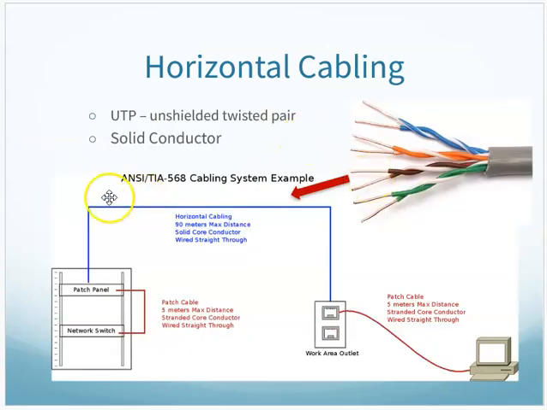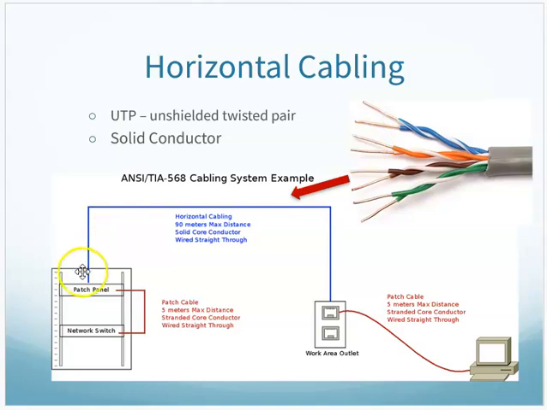Your horizontal cabling, again unshielded twisted pair, is typically going to be solid core conductor. The solid core conductor has better transmission characteristics, if you will. It has less resistance, so it's able to carry a signal with less loss a greater distance. But the downside of solid core is if you bend it a whole lot, it's going to break. Think about bending a paper clip back and forth a bunch of times, it breaks. The same thing will happen here.